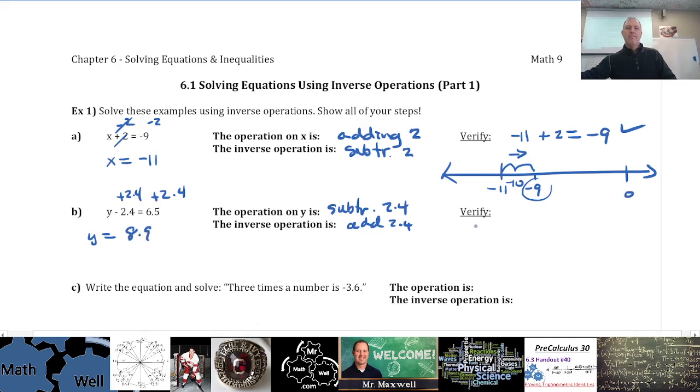So verify. 8.9 minus 2.4 equals 6.5. Now, if you want to check that in your calculator because those decimals are just too much for your brain right now, that's totally fine. Check them, make sure that this equals 6.5. But yeah, 8 minus 2 is 6, 0.9 minus 0.4 is 0.5, so we're good to go.